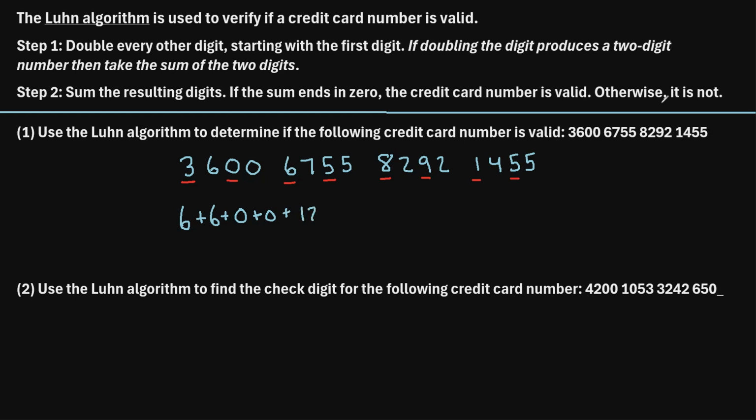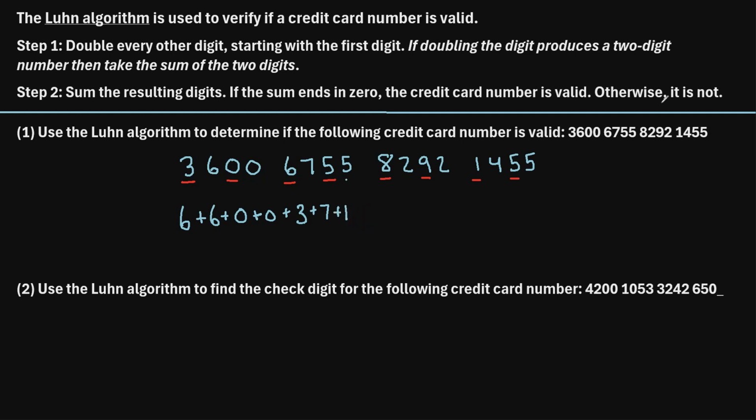Then we add 6 doubled. So 6 doubled is 12. Now remember, we said if the doubling of a number produces a two-digit number, then we actually need to take the sum of these digits. So instead of adding 12, we're going to do 1 plus 2, which is 3. So we're going to add 3. And then we add 7, so we're not doubling that. But then we have to double 5. So 5 doubled is 10, but that's a two-digit number, so we need to take the sum of those two digits. So 1 plus 0 is just 1.